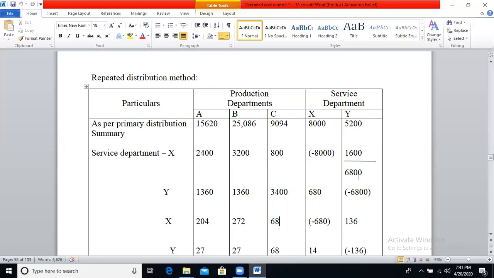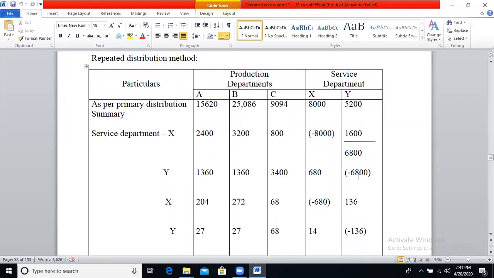Now you have to reapportion the value of Y to all production departments and to department X on the basis of Y percentages. The value of Y will be 6,800. For department A, the Y percentage will be 20%. So if you calculate 6,800 into 20%, you will get 1,360. And for department B, 6,800 into 20%, you will get 1,360. And for department C, 6,800 into 50%, you will get 3,400.